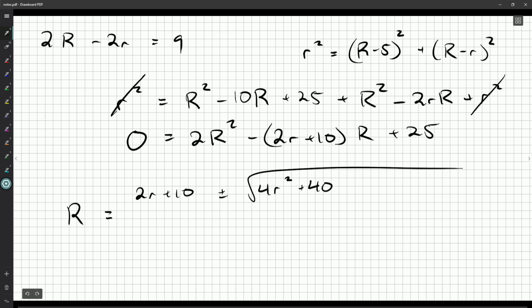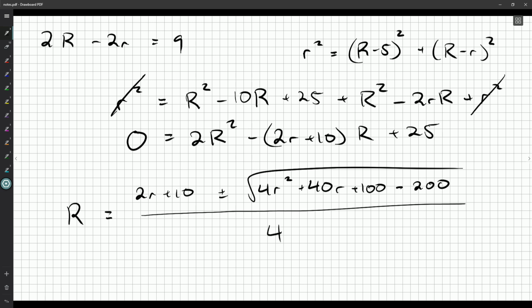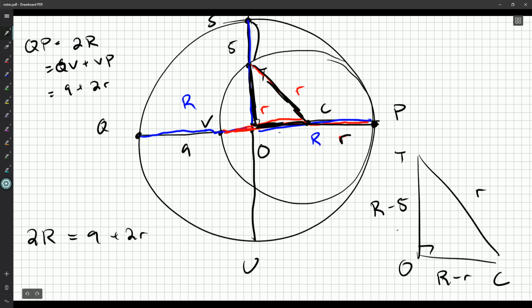We have 40r plus 100 minus 200 all over 4. Okay. That definitely doesn't look good. Let's go back to the pictures. Is there something else we might be able to do here?